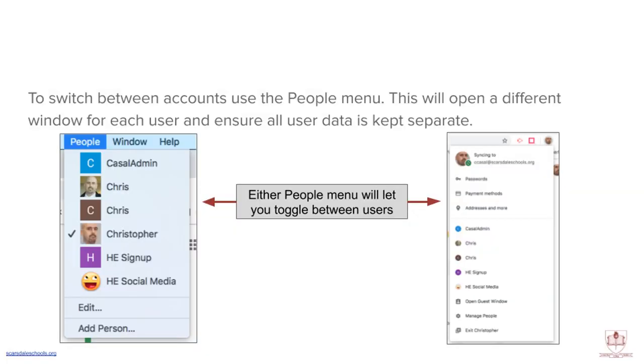Switching between is just as simple as going back to that People feature at the top and clicking on a different name, or going back to that user icon in the top right or those 3 dots, and again, just clicking on a different user. This ensures that all accounts are kept separate.